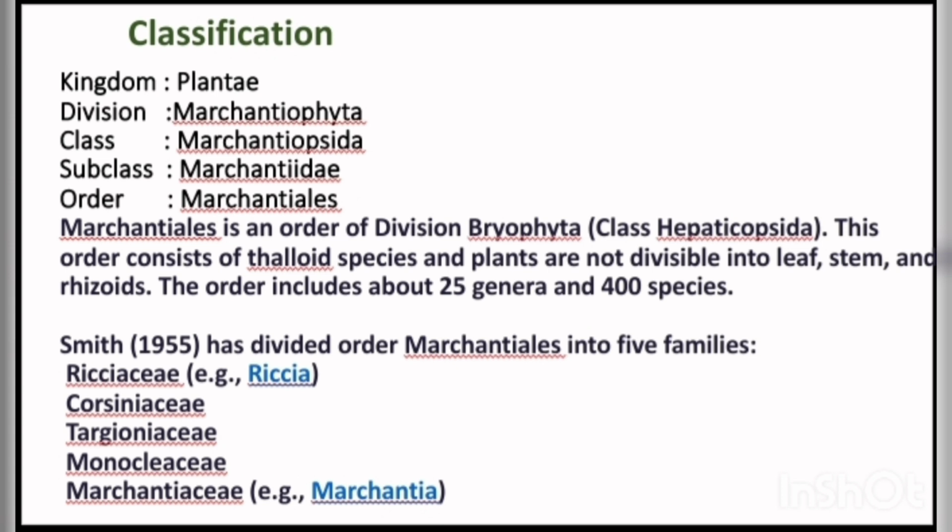This is an order of Bryophyta consisting of thalloid species, and the plants are not divisible into leaf, stem and rhizoids. It includes 25 genera and 400 species. Smith has divided Marchantiales into 5 families. They are Ricciaceae, Corsiniaceae, Targioniaceae, Monocleaceae, Marchantiaceae.